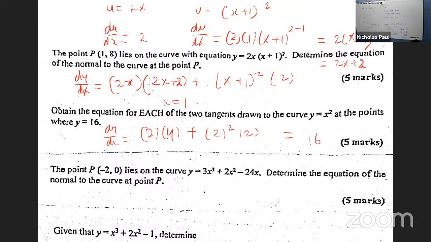So what's the gradient of the normal? Negative reciprocal. Gradient of the normal is minus 1 on 16. Finish that question earlier. Find the equation.